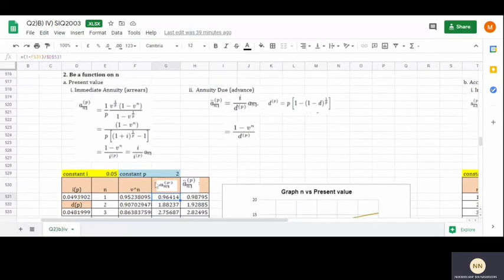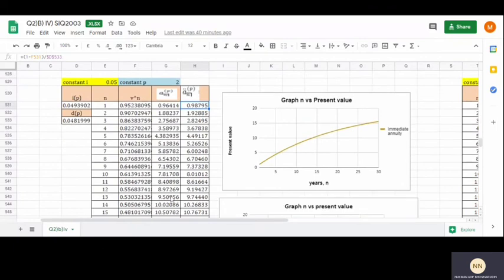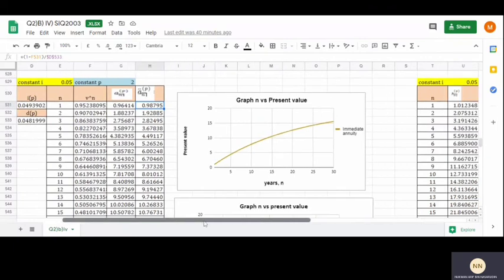Next, we calculate the value for the immediate annuity. We use this 1 minus v^n divided by i^(p) for n equals 1 until n equals 30. The same goes for the annuity due. We use this formula for n equals 1 until n equals 30. Then we convert it into a graph.